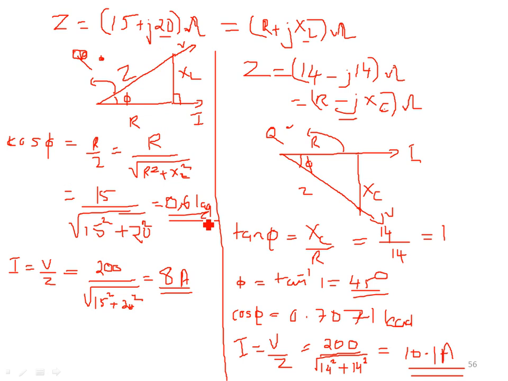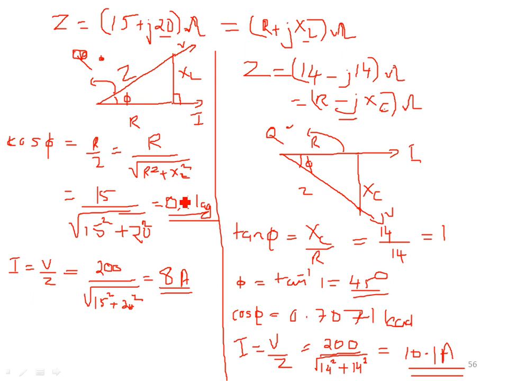Now, how are you getting the power factor as lagging? Voltage is in phase with the impedance and current is in phase with the resistance R. Therefore, current is lagging voltage by an angle phi. Now, what is the current? I is equal to V by Z, or voltage by impedance. So, it is 200 by root of 15 square plus 20 square. That comes to 8 ampere.